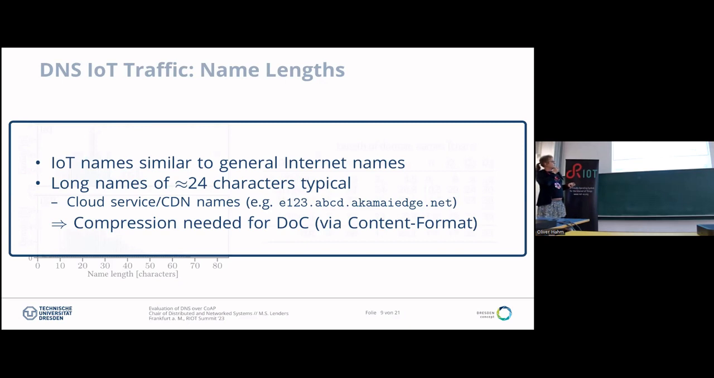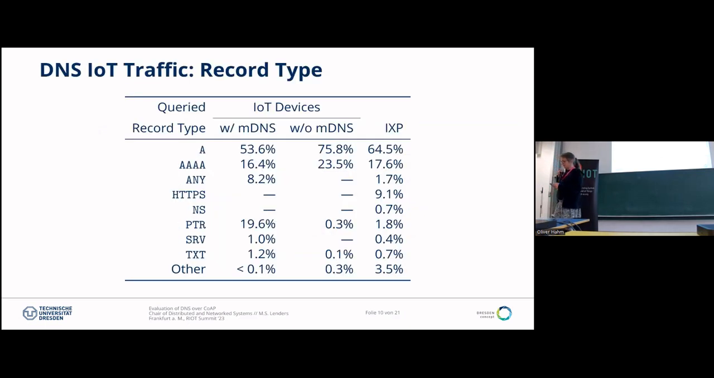And so we need some compression for DNS over CoAP, and we can do that because in CoAP we have the content format, similar to the media type in HTTP, where you can basically say, okay, I'm not using the typical format now, but I transport something else, and this format is named that. So good thing we decided for DNS over CoAP.